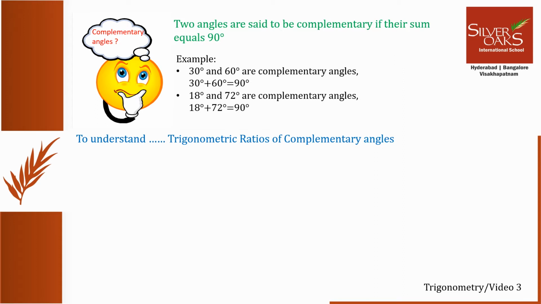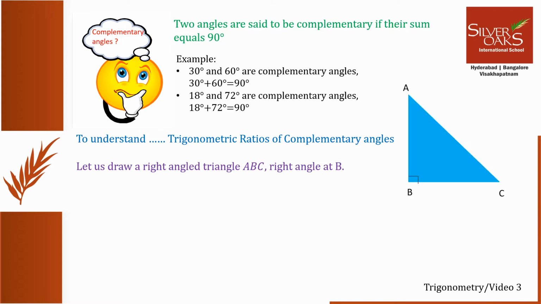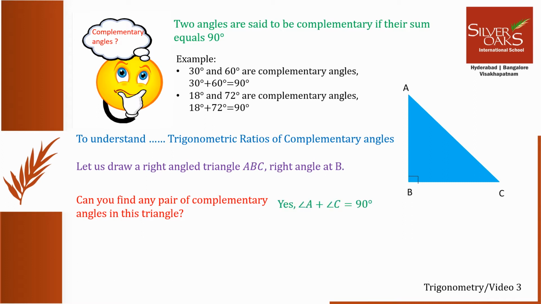To understand trigonometric ratios of complementary angles, let us draw a right angle triangle ABC, right angle at B. Can you find any pair of complementary angles in this triangle? Yes. Angle A plus angle C is equal to 90 degrees. So, let us take angle A as theta. Then what happens to angle C? Angle C is equal to 90 degrees minus theta.